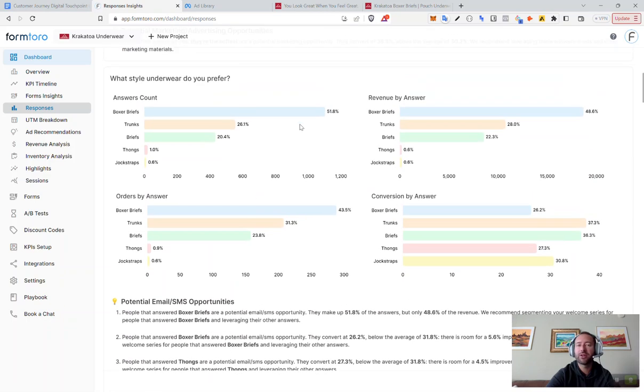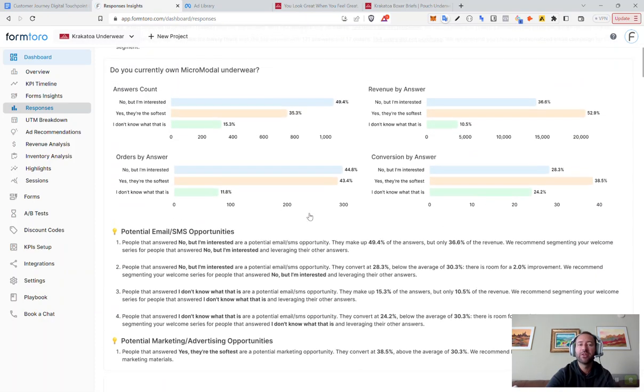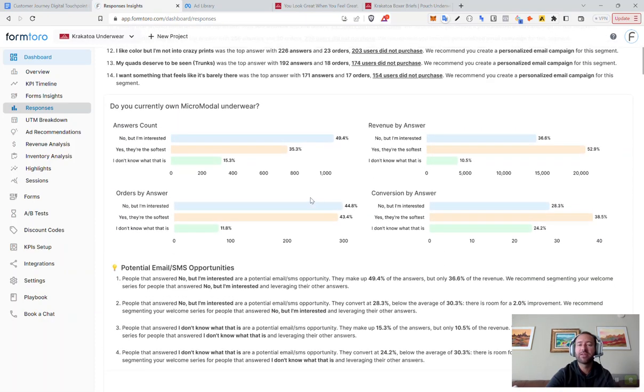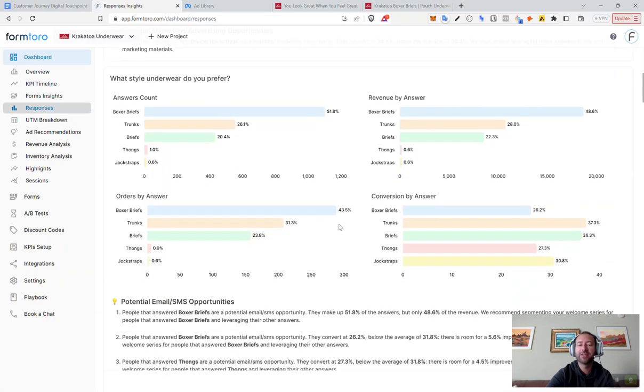What style underwear do you prefer? Boxer briefs takes the lead, has the most amount of revenue, but has lower conversion rate. We were sold out for a little bit during this time period, so that would make sense on there. These two have been fully in stock though, and they've had a good conversion rate. All things considered, the conversion rate should be about equal across our audiences. But if I was looking at this, I'd say for sure revenue boxer briefs, we should be advertising boxer briefs to people that know what micromodal is, but we also have an opportunity to teach people what micromodal is.